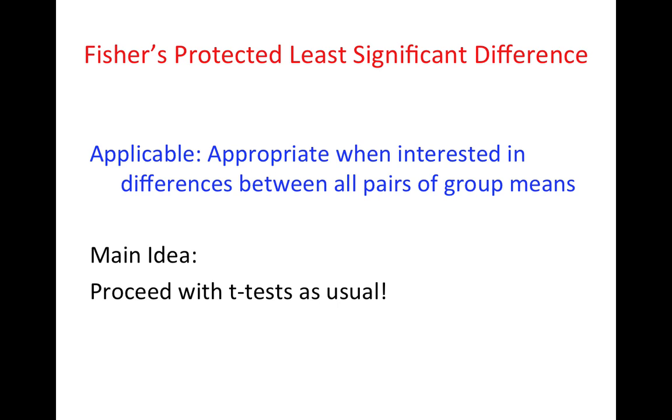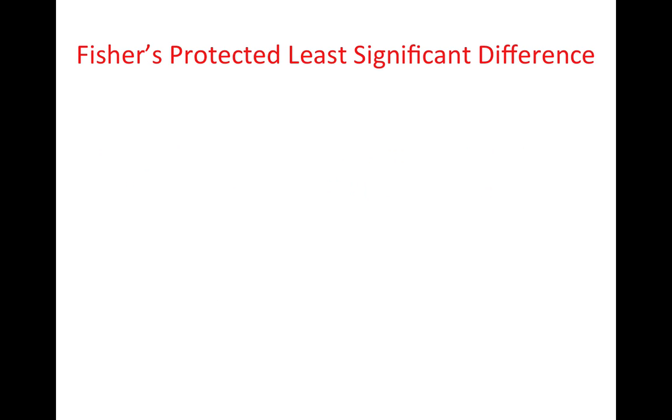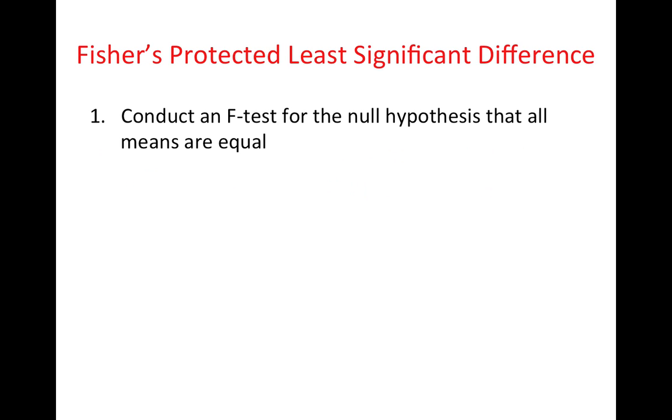So here's the main idea. Proceed with the t-tests as usual. But of course, there's a little bit more to it than that. Start out by conducting something called an F-test that we haven't discussed yet. There's a test called an F-test for the null hypothesis that the means are equal in all of the groups. Just one test to see whether the means are equal in all of the groups.